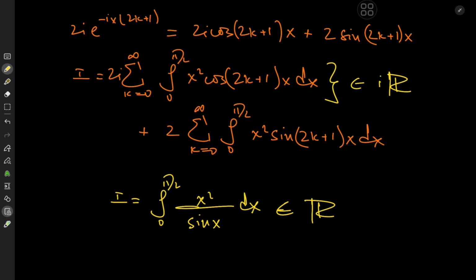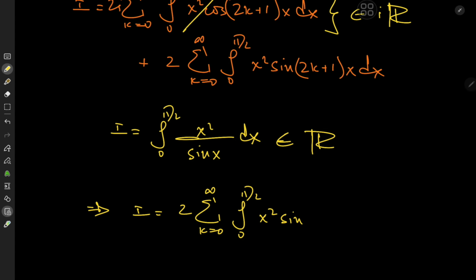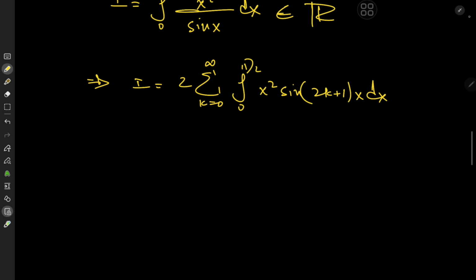This gives us a hint that this thing should converge to 0, and indeed it does. And this would be a very nice little homework problem for you guys to prove that this thing does indeed converge to 0, and the target integral I is just twice the sum over k from 0 to infinity of the integrals from 0 to pi over 2 x squared sine of 2k plus 1 x dx, which we're going to solve using some integration by parts.